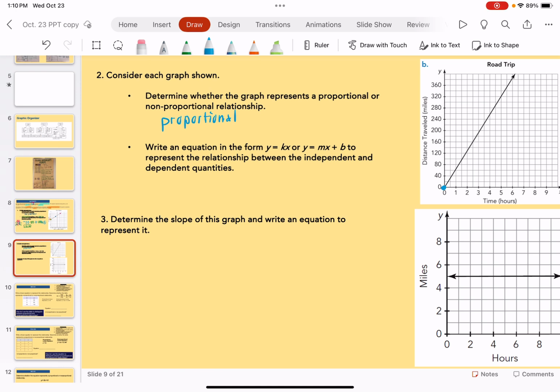And we have to write an equation in the form of y equals kx or y equals mx plus b to represent the relationship between the independent and dependent quantities. So because we know that it's proportional, we know that we're going to write the equation in the form of y equals kx. So we're going to go ahead and solve for k. And if you guys remember from earlier, as we were going over the vocabulary, k is equal to y over x. So we're going to choose 1 point. So for proportional relationships, we only need 1 point.